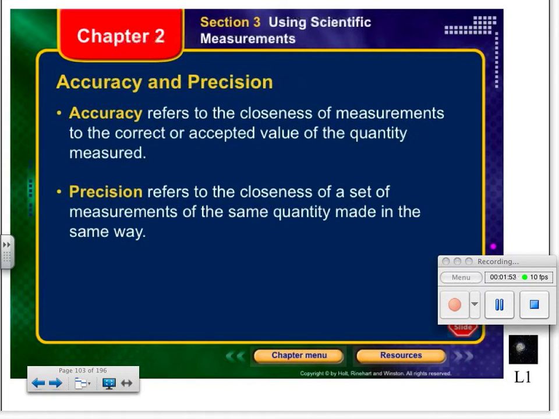That's accuracy. Precision refers to the closeness of a set of measurements of the same quantity made in the same way. What that means is, if I make the same measurement over and over and over again, do I get the same result? If I measure myself 10 times and I get 246.5 pounds every one of those times, that's a pretty precise device. It will continually give you the same result every time. So let's look at a picture of what that might mean.